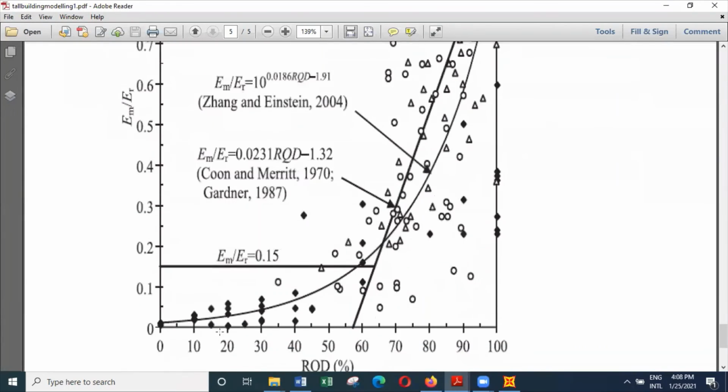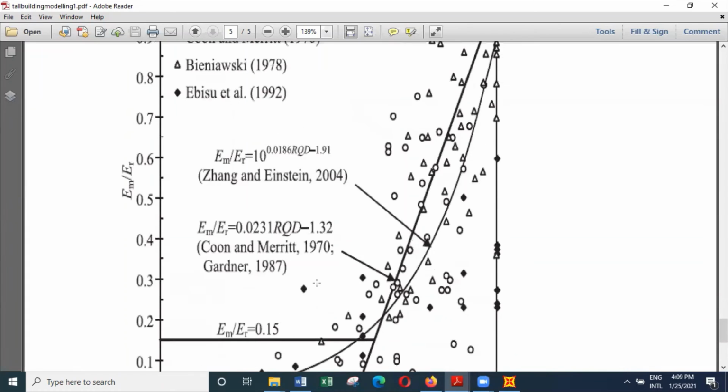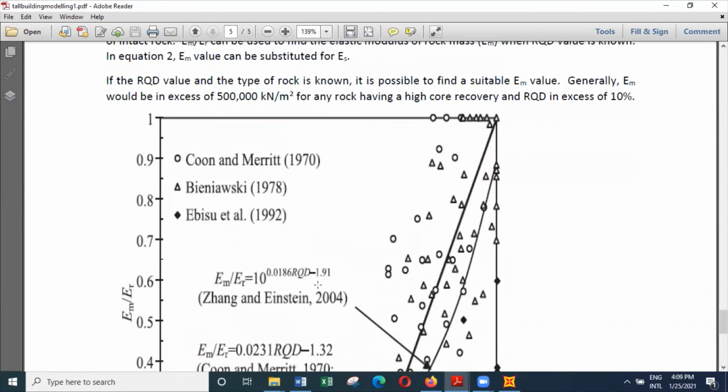So if the RQD value is something like, say, 50, then you get 0.1, right? If it is 50, you get 0.1. So you have to multiply the elastic modulus of the intact rock mass by 0.1. Then you will end up with something like 4 into 10 to the power 6 kilonewtons per meter squared as the E value for the rock mass, the fractured rock.